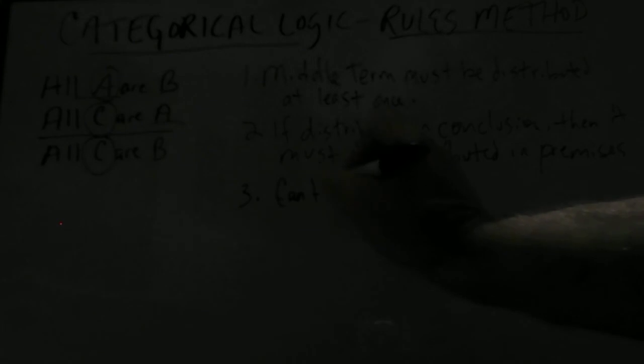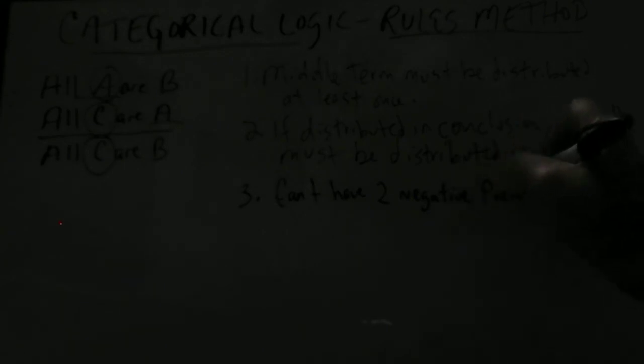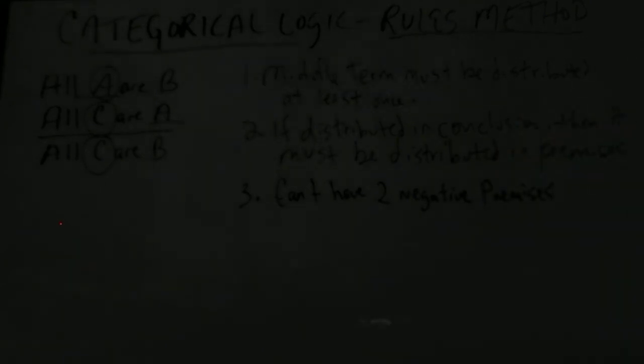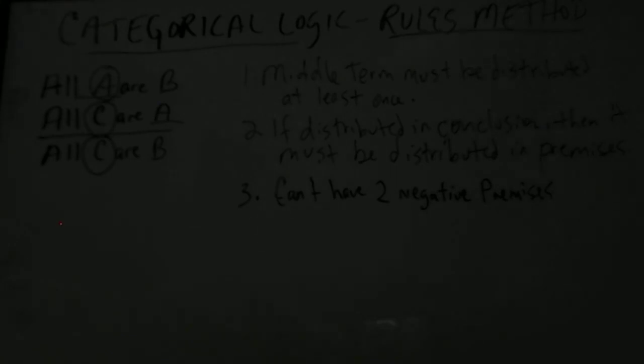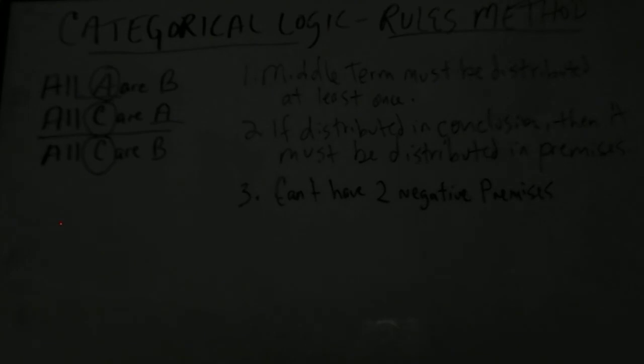The third rule says that you cannot have two negative premises. Okay? So very simple, you cannot have two negative premises. One negative premise is fine, but you cannot have two. If it is, it's invalid. So our paradigm case over here, you see the A's, those are affirmative, right? Remember, the A and the I are affirmative, the E and the O are negative.